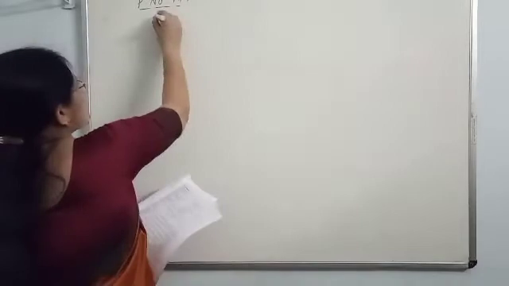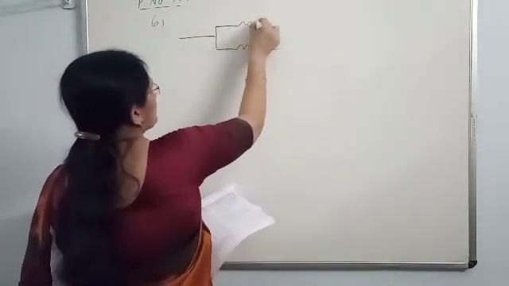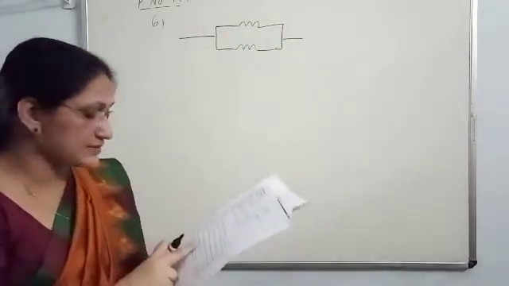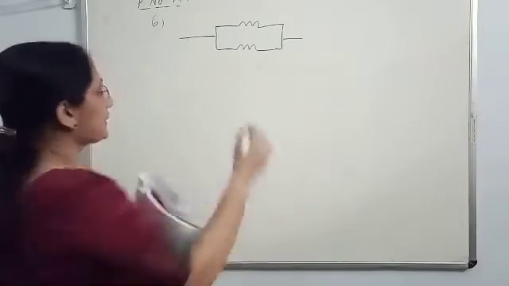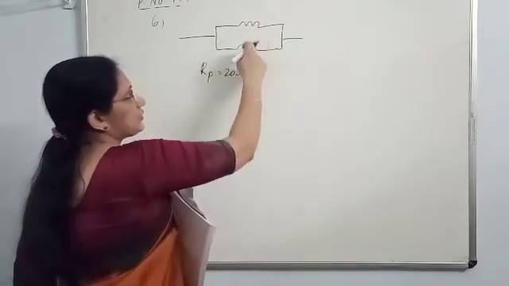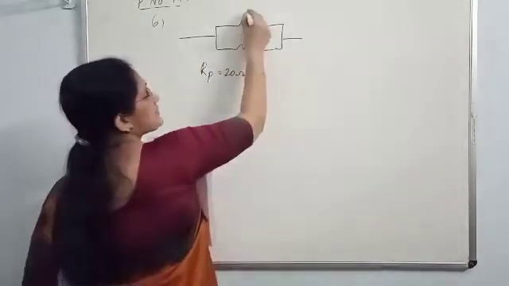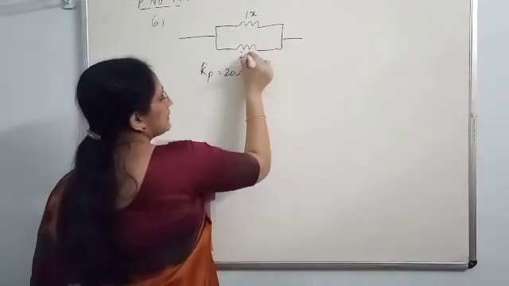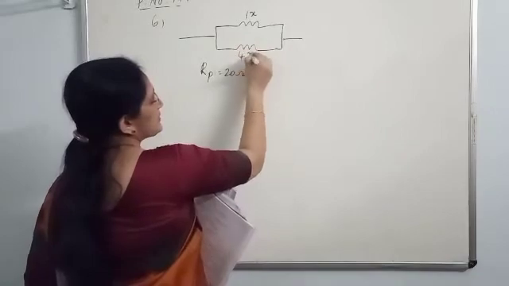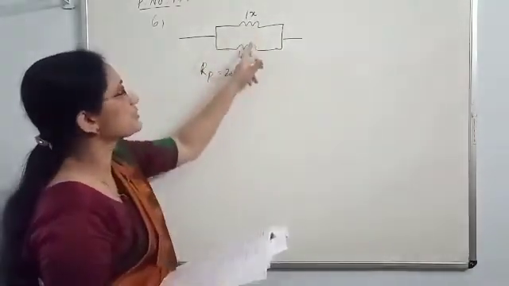Question number 6. Two resistors are joined in parallel. Its effective resistance is given as 20 ohm. Rp is 20 ohm. And ratio of these resistors are 1:4. That means if the first resistor is 1x, other one is 4x. That is the ratio of these two resistors. Then you are asked to find out value of these two resistors.